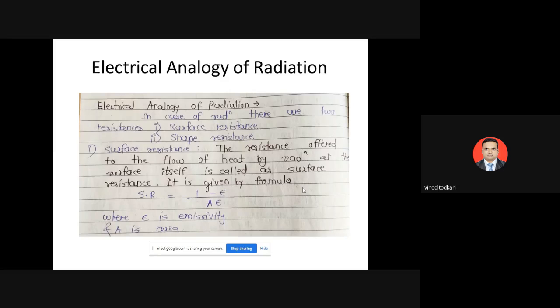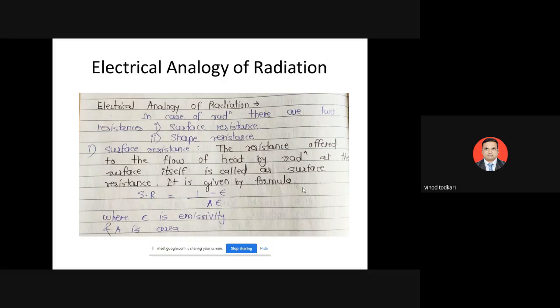Till now we have seen four different laws of radiation: Planck's law, Kirchhoff's law, Stefan-Boltzmann law, Wien's displacement law. Then in the last lecture, we saw the concept of view factor, and how to apply that view factor to work out numericals. In today's session, we will see electrical analogy of radiation.